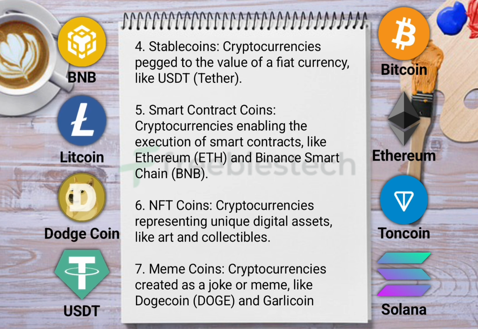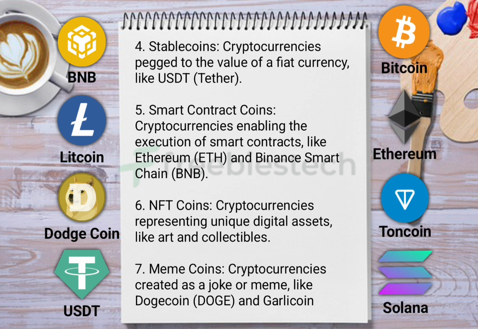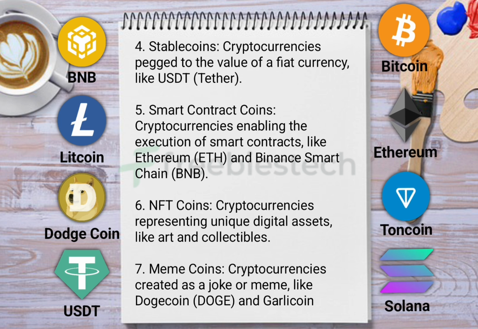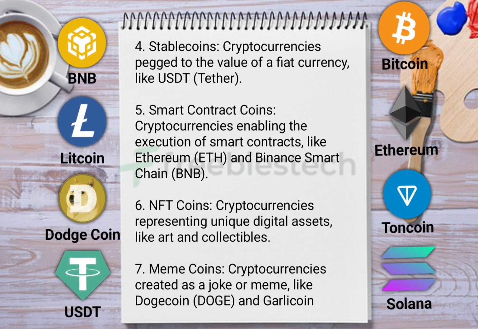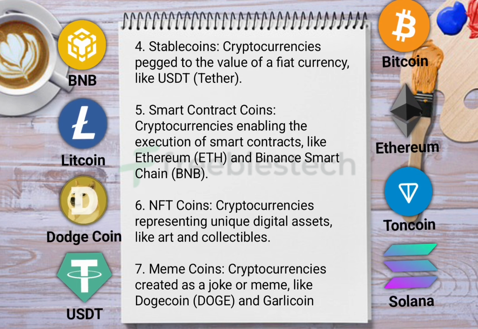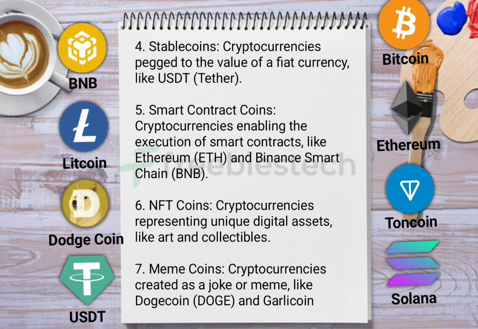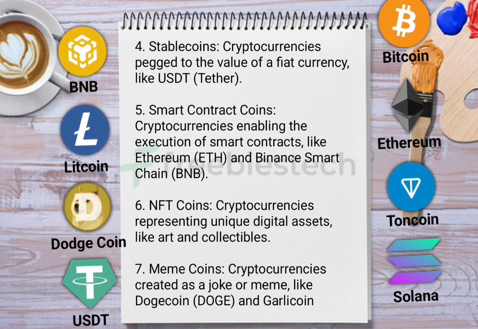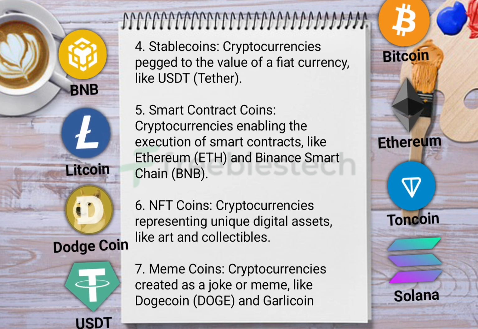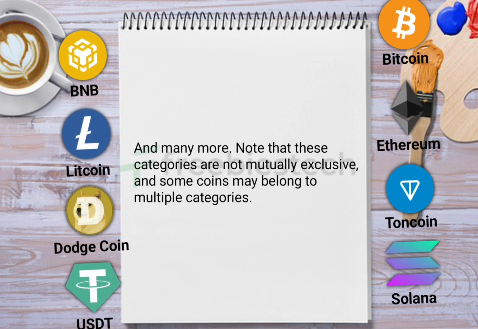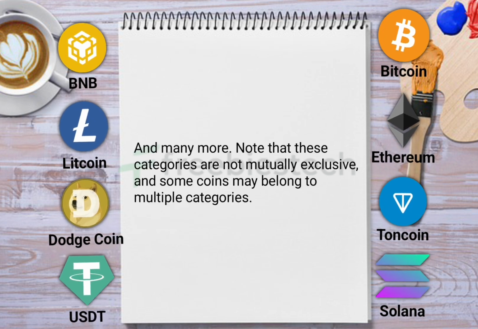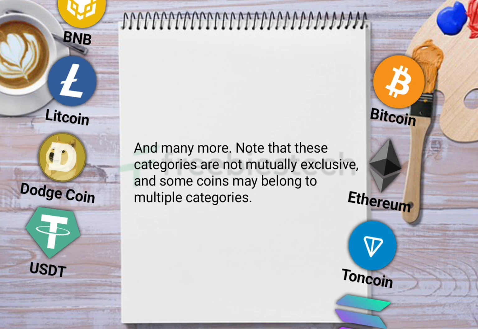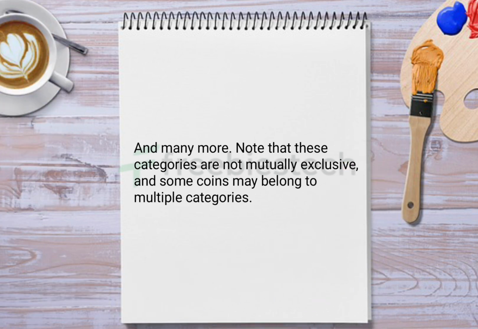5. Smart contract coins, cryptocurrencies enabling the execution of smart contracts, like Ethereum and Binance Smart Chain. 6. NFT coins, cryptocurrencies representing unique digital assets, like art and collectibles. 7. Meme coins, cryptocurrencies created as a joke or meme, like Dogecoin and Galacoin. And many more. Note that these categories are not mutually exclusive, and some coins may belong to multiple categories.